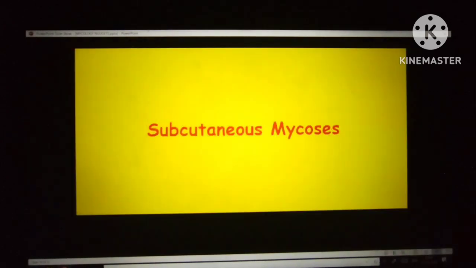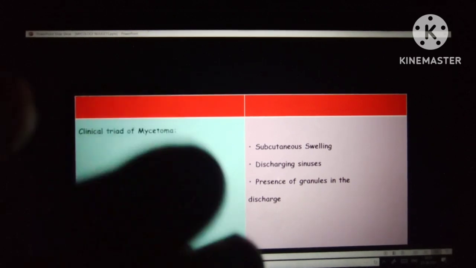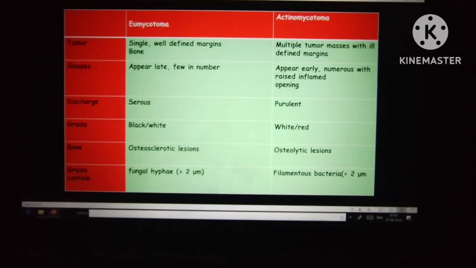First in that is mycetoma. There is always a clinical triad: swelling, sinus and granules. This is the triad for mycetoma. Next we will be dealing with eumycetoma and actinomycetoma. Eumycetoma is always caused by a fungus, whereas actinomycetoma is caused by bacteria. So you can remember one point: either it can be a fungus or it can be a bacteria. Eu or actino, whichever you remember, if you remember one, the other is just the opposite. I used to remember the bacteria because it is easy to remember.